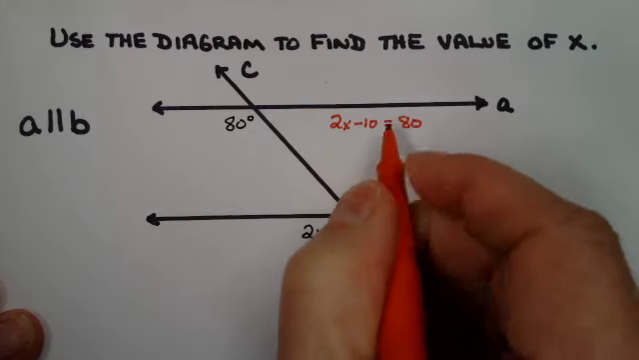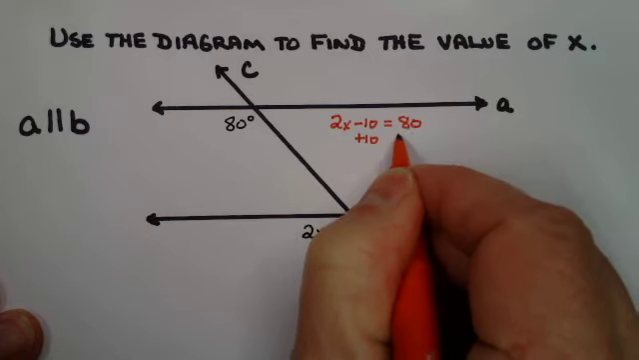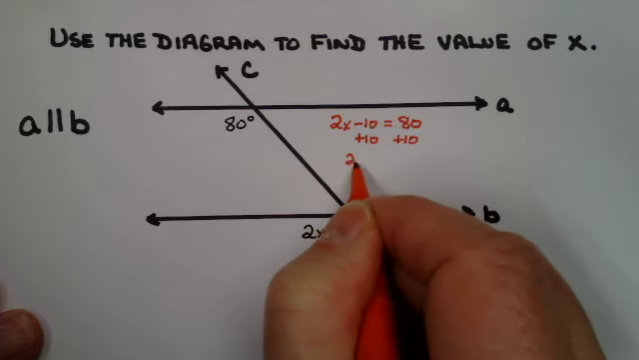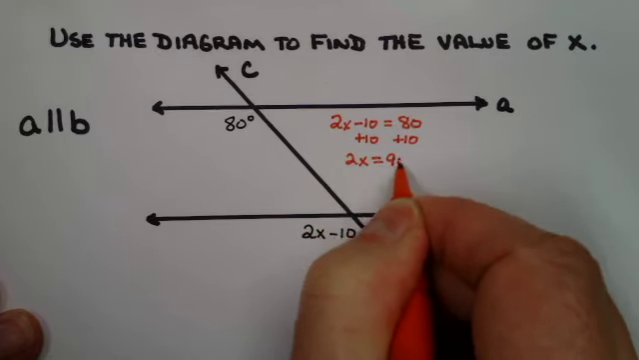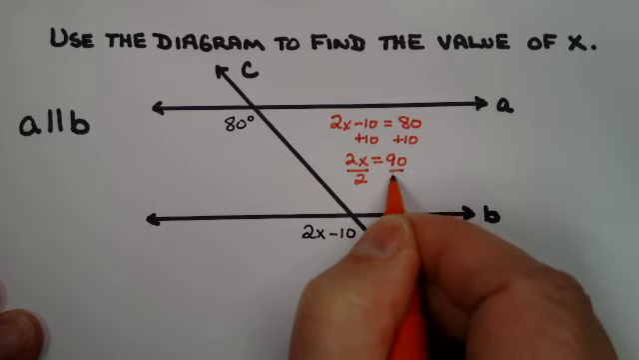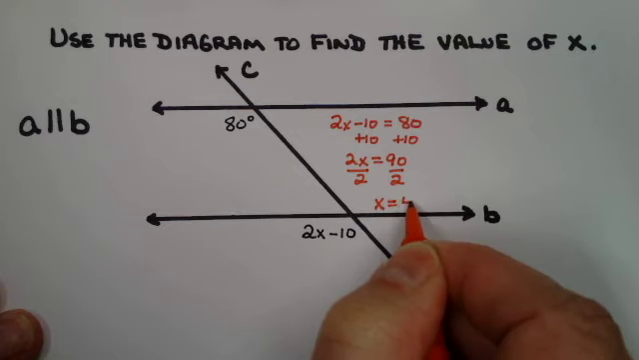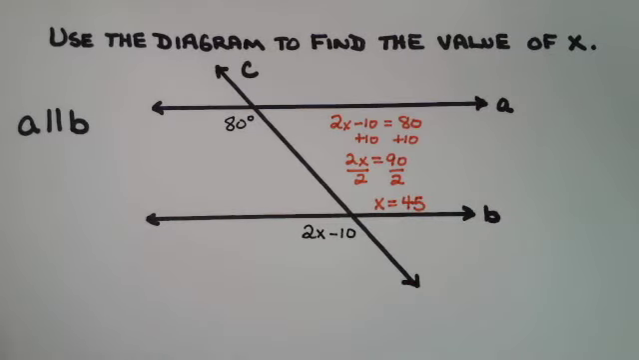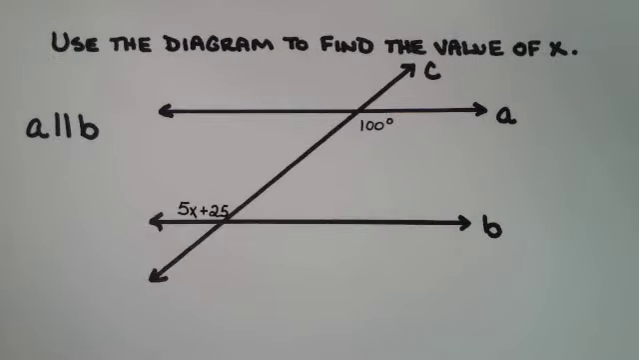Opposite of subtracting 10, adding 10 to both sides. Opposite of multiplying by 2 is dividing by 2. The value of x is 45.